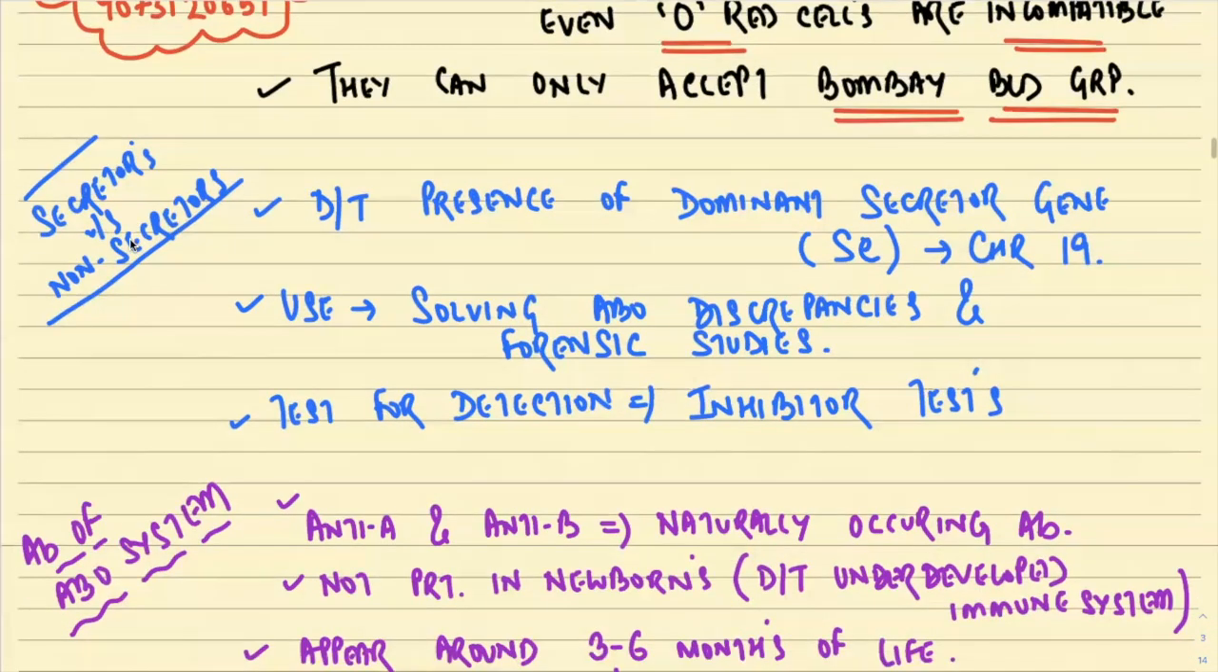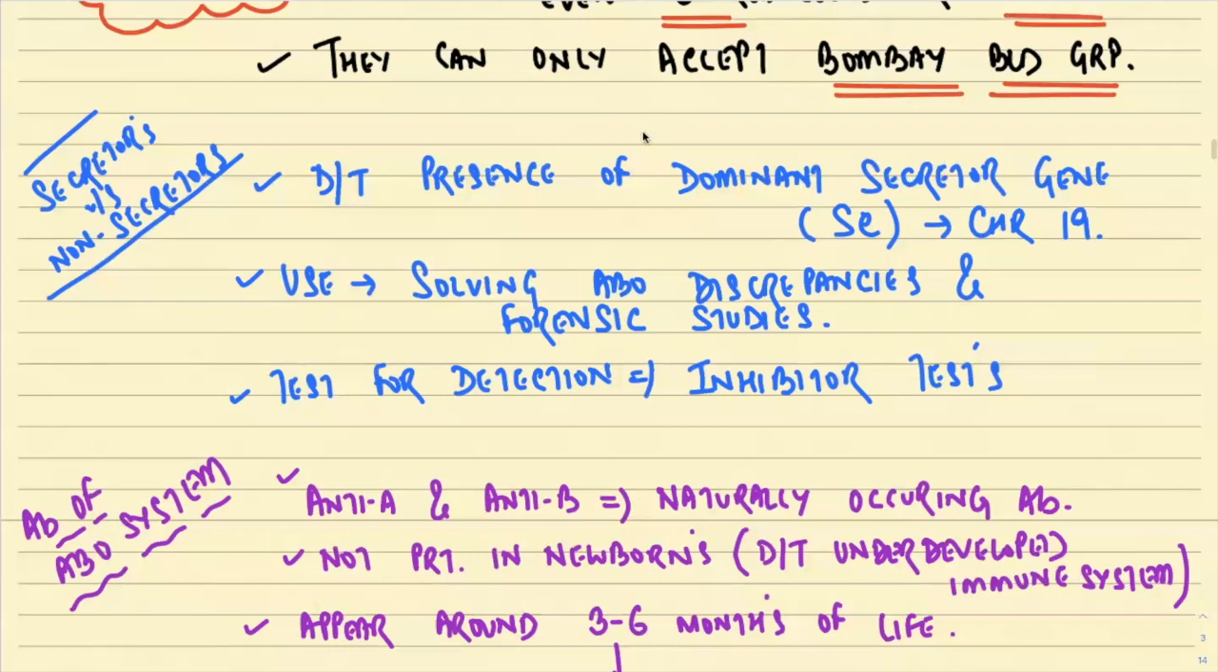Yes, sir. As I told you, there are secretors versus non-secretors. Secretors occur due to the presence of a dominant gene called the SE gene, which is present in chromosome number 19. At this point of time, if I ask you, where is the A or B gene present? Will you be able to recall? Chromosome 9. Very good. This is a very important question which is asked to everyone.